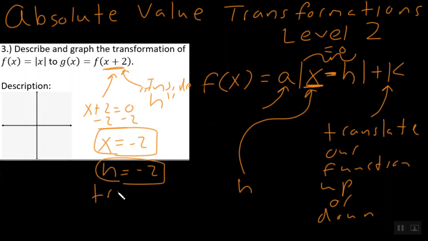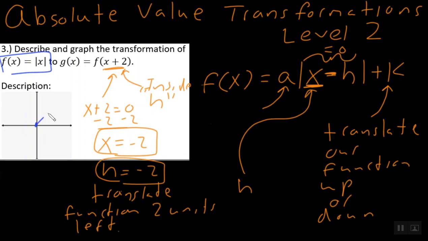And this will translate our function 2 units left. Okay, so our parent function must look something like this. You're going to draw that every single time. And our function g of x, because our x value is actually a negative 2, will translate 2 units to the left, and it'll have the same width, the same height, and everything else will look the exact same.